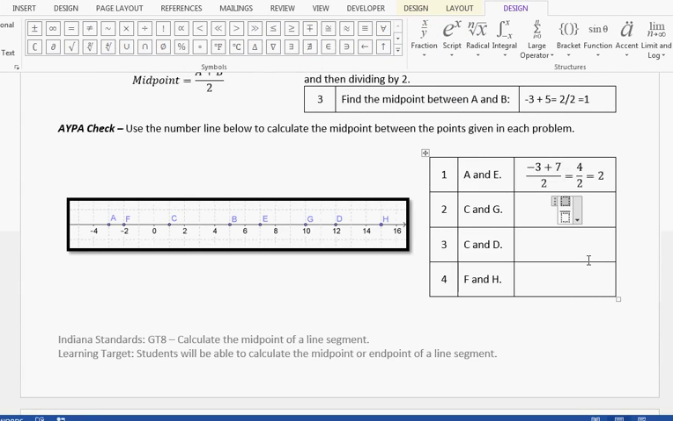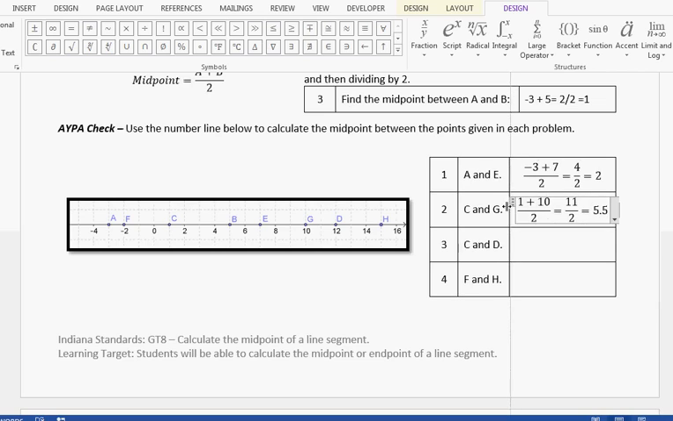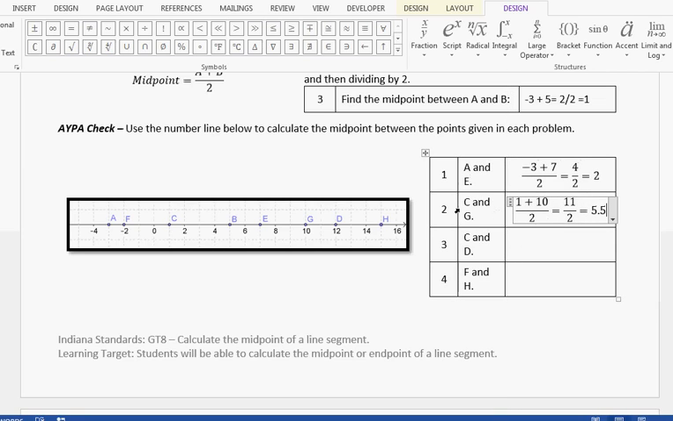Alright, C and G. C is 1 plus G, which is 10, over 2. This is 11 over 2, which is equal to 5.5. I ran out of room. There. Oh, that's ugly. Better.